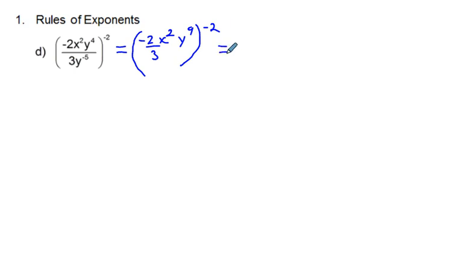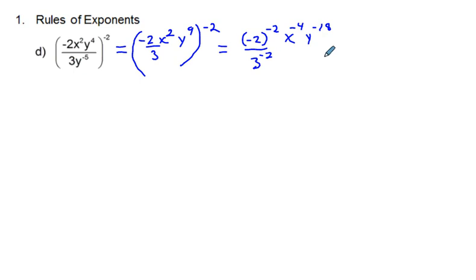And so just continue to work to the right. We're going to distribute this power of negative 2 to everything inside the parentheses here. So we have negative 2 to the negative 2 power, and we have x to the negative 4 power. Negative 2 times 2 is 4. We have y to the negative 18th power, and then down in the denominator we have 3 to the negative 2 power.